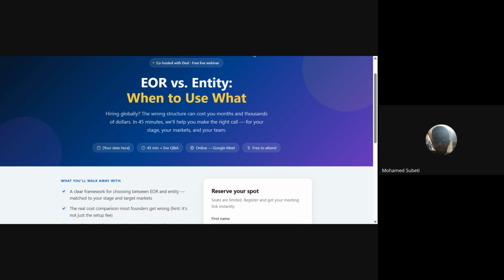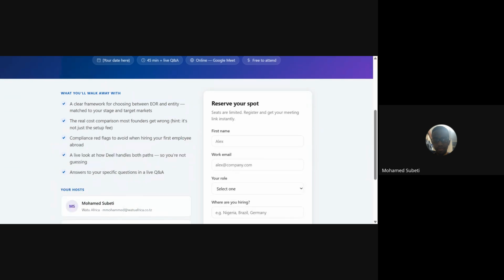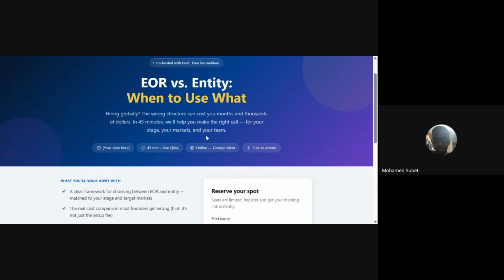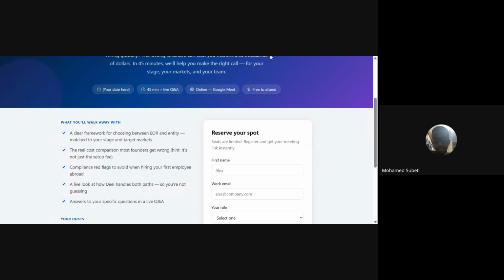What we're going to walk away with is choosing between EOR and entity, matched to your stage and target markets. The real cost comparison most founders get wrong. Compliance red flags to avoid when hiring a first employee abroad, and a live look at how Deel typically handles both paths, so you're not guessing, and also answers to specific questions in the live Q&A forum.